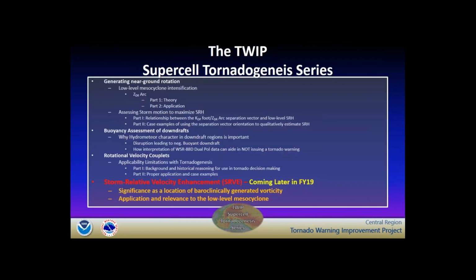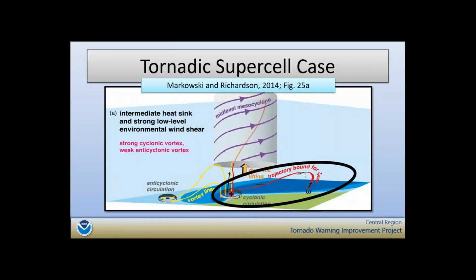And finally, the last series, still in development. John and I are going to work with our partners in the research community. However, this training looks into a velocity-based feature called the Storm Relative Velocity Enhancement, or SRVE for short. I'll just give you a quick preview of what this module details. Specifically, we know from research that parcels feeding directly into the region under the low-level mesocyclone, which I've outlined here with the black oval, are tilted and stretched to become the tornado, but they also emanate from the forward flank region.